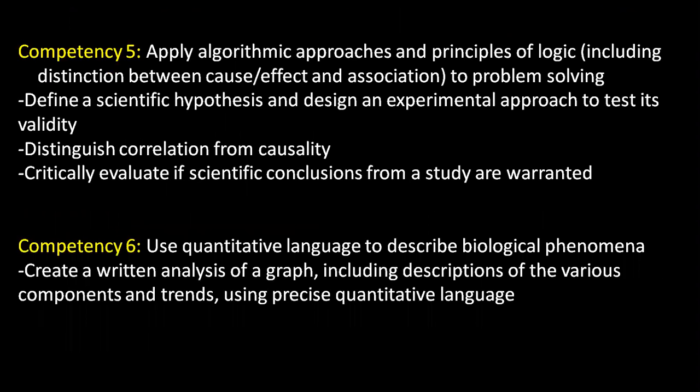Competency 5, students need to be able to define a scientific hypothesis and understand experimental design. They need to be able to distinguish correlation and cause and be able to evaluate whether scientific conclusions are warranted. Competency 6, students have to analyze graphs and use quantitative language to describe them.